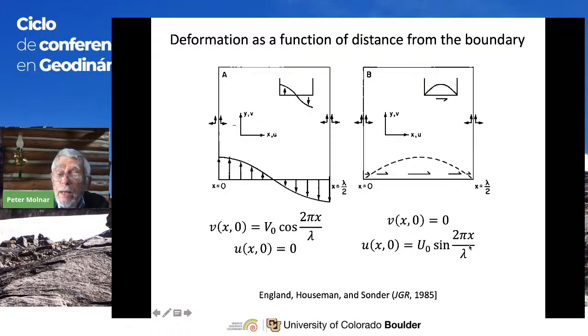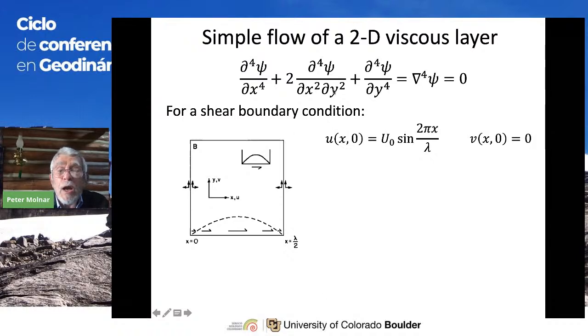Lambda over 2. And so you wind up with this being the sine of pi over 2, lambda over 4, it should be. You'll have a maximum value in here. This is very simple. Again, we're following the work of England et al. So let's start with this one.